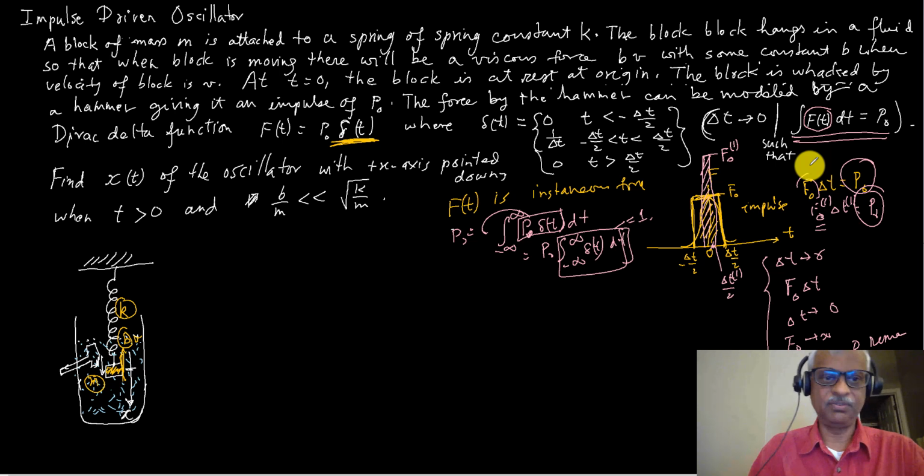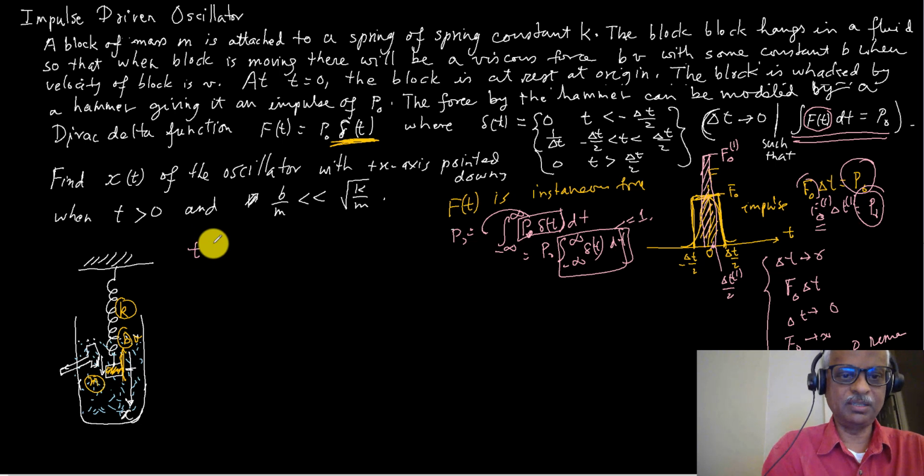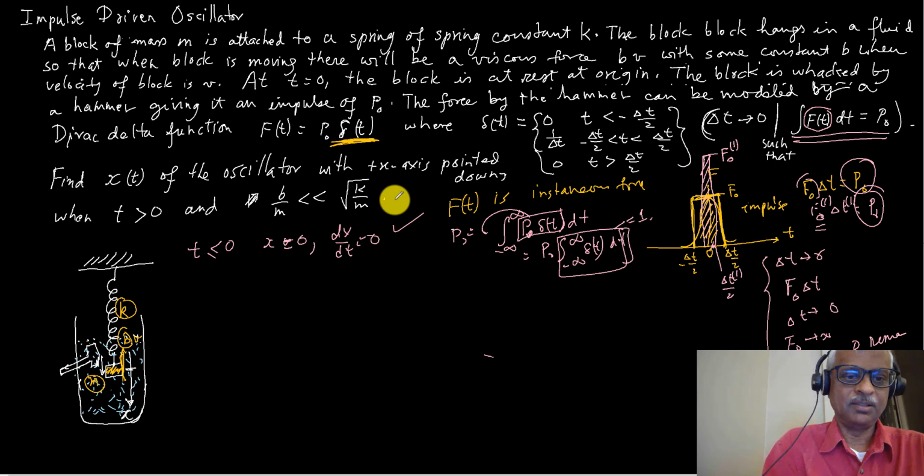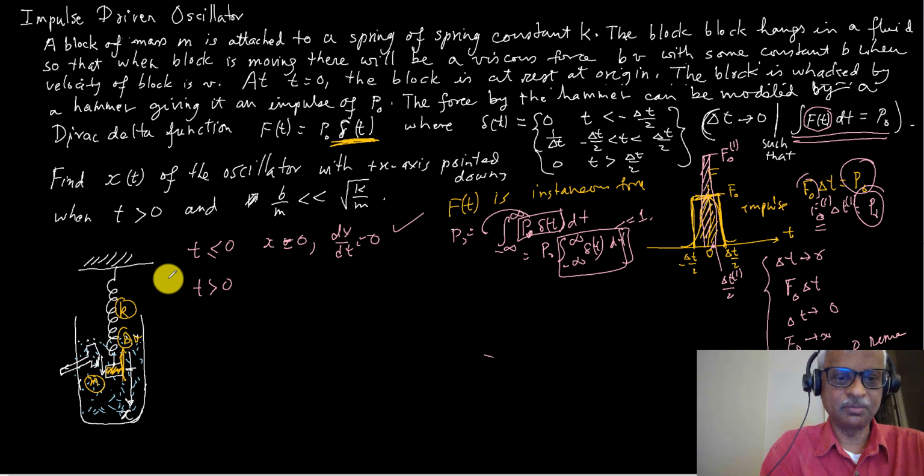The setup and the difficulty that lies in it. I can just tell you that for t less than 0, the system has been at rest. So x has been 0 and dx/dt has been 0. That's another thing given. So we are to find the solution for t greater than 0.